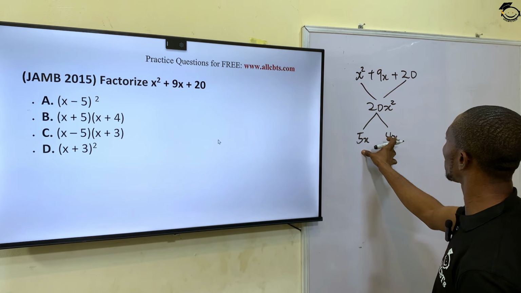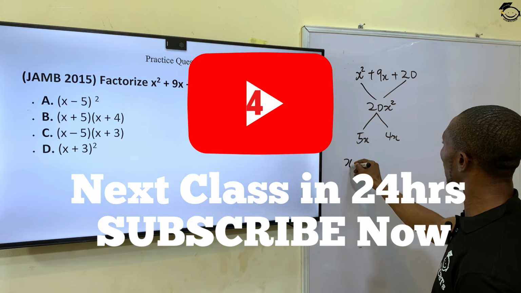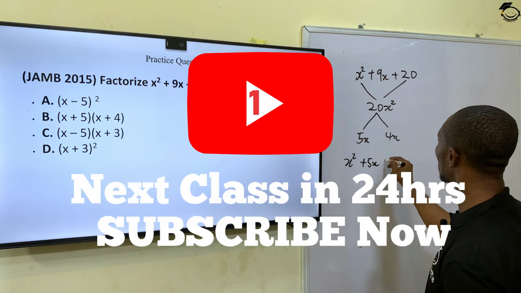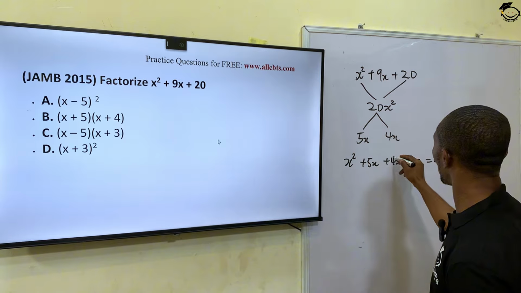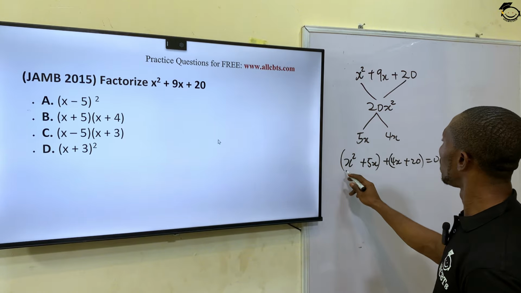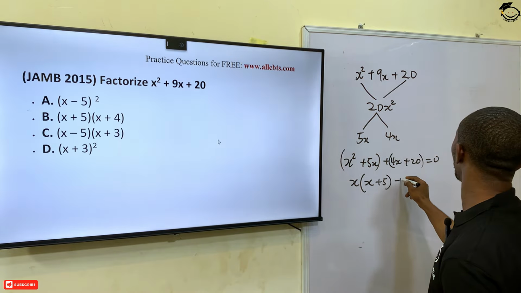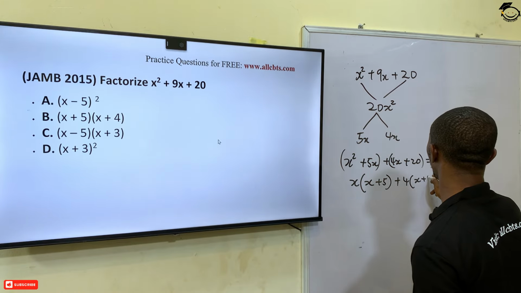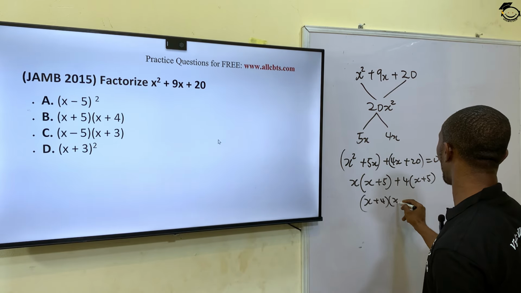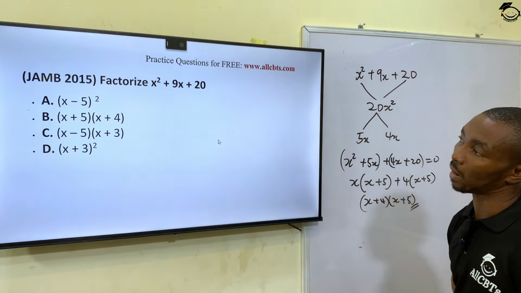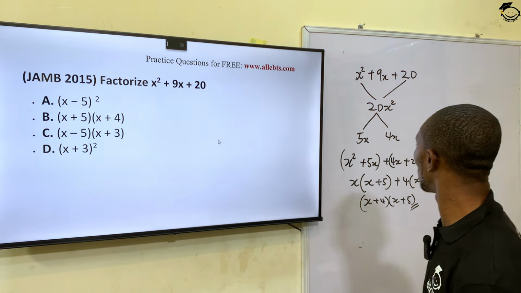So now inputting this, since both are positive, we'll keep both positive. Now inputting this here, we have x squared plus 5x plus 4x plus 20 equals 0. Now grouping these two together, x is common, so we have x plus 5 left, plus 4 is common, we have x plus 5. All right, so this gives us x plus 4 and x plus 5 as our factors. So we have x plus 5 and x plus 4, which is our option B.